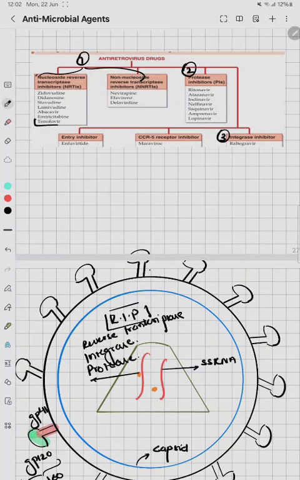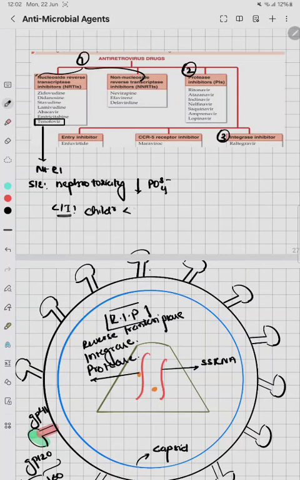Now tenofovir is actually a nucleotide reverse transcriptase inhibitor. Its prominent side effect is nephrotoxicity. So it decreases reabsorption of phosphate. That is why it is contraindicated in children less than 10 years and renal failure.